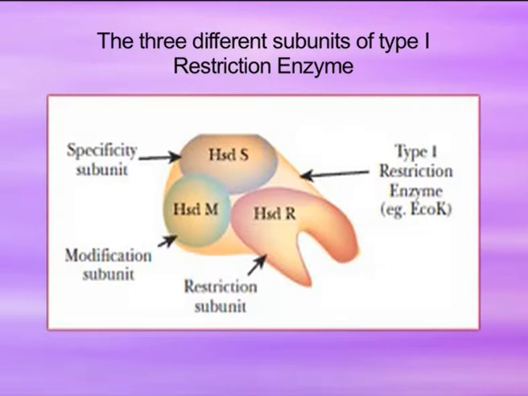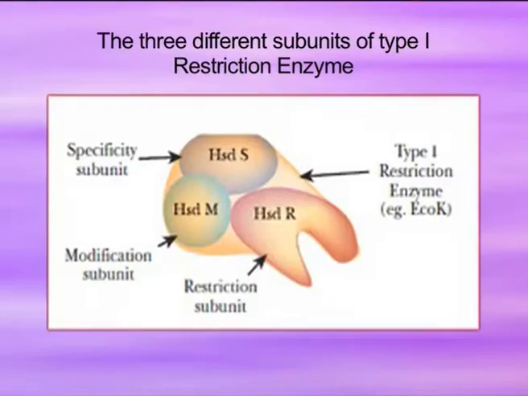Now, all of these 3 subunits assemble together to form a heteromeric holoenzyme. The characteristic feature of type 1 restriction enzyme is that it is able to catalyze both restriction and modification by the same enzyme. The gene coding for the methylase activity is denoted as HSDM, for restriction activity as HSDR, and for specificity HSDS, where HSD stands for host specificity for DNA.